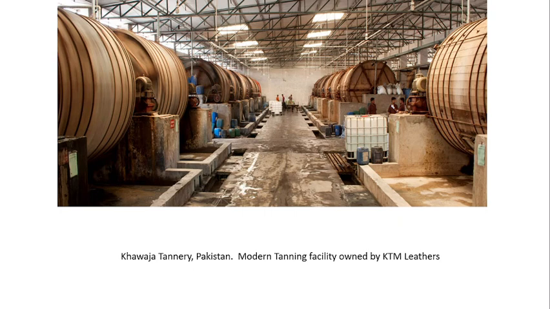Now this is what a modern tannery looks like, a bit different than our Moroccan counterpart. These big vats have taken the place of the smaller vats shown in the previous image of the tannery. But the process is fairly similar. Hides are in here being soaked in different chemicals to treat them and process them into a usable textile. And this is a tanning facility owned by KTM Leathers in Pakistan.